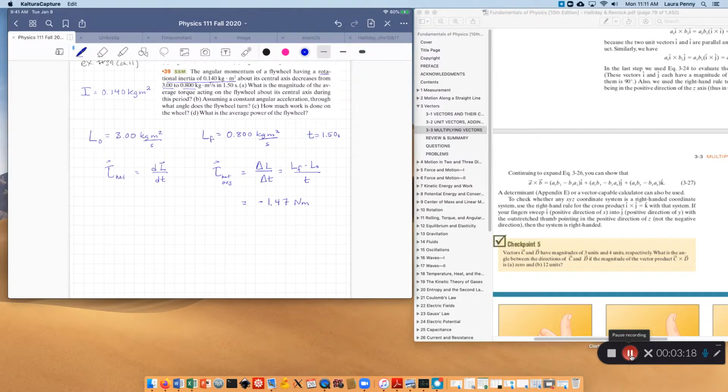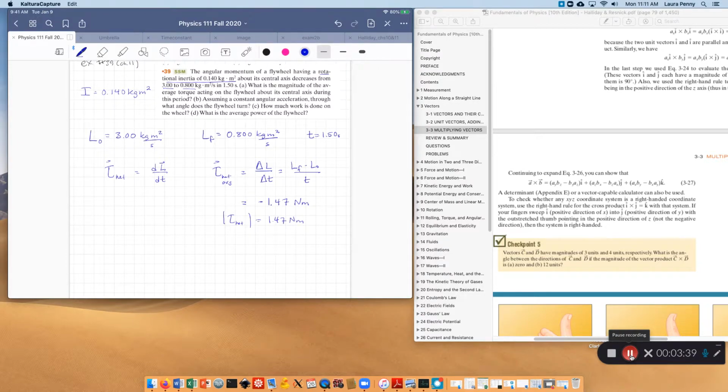It actually says the magnitude, so technically that would just be 1.47, but I'm going to leave it with what we've got there. But if you looked at the text, it would probably say positive 1.47 because it's saying the magnitude. So the magnitude would just be 1.47 Newton meters.